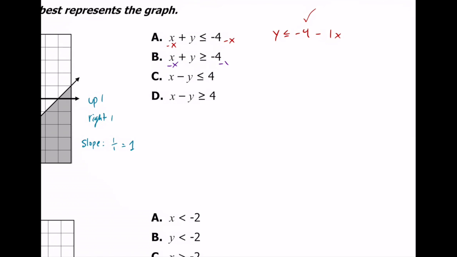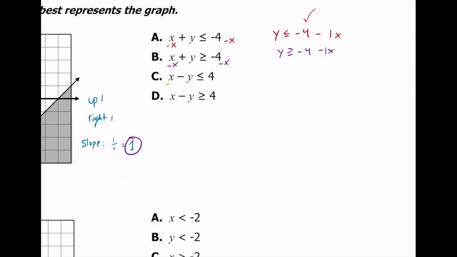We can subtract the x from both sides, and we end up with the same issue here, except the inequality is flipped. So we don't want this one either. We don't want that negative slope. We want this positive slope of 1.